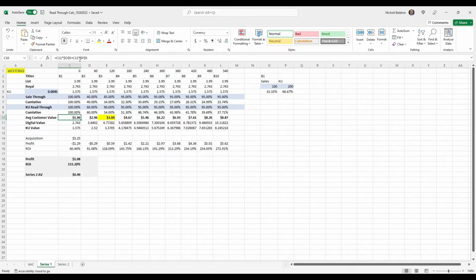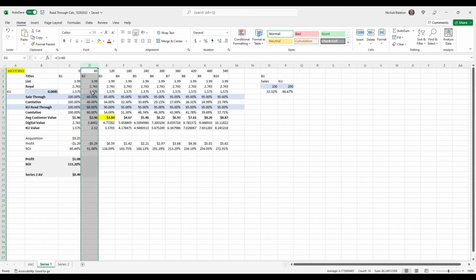Down here, you then get your average customer value or reader value. This is going to give us $1.96. And the reason for that is our digital value is defined as $2.74 and our KU is $1.57. But these cells will automatically give weight in accordance to how many of your readers fall into each category. So it's already giving disproportional weight to the KU because those are the majority of the readers in this scenario.